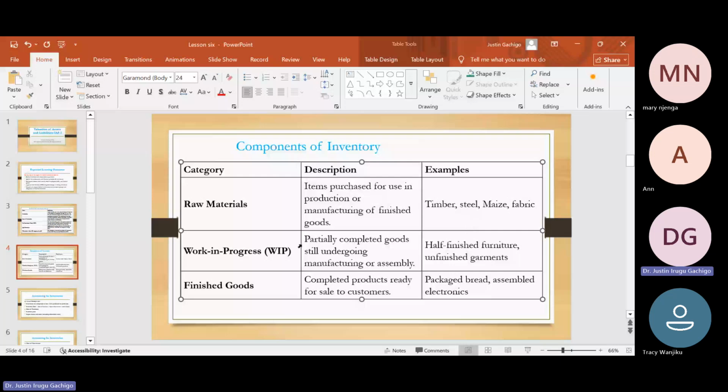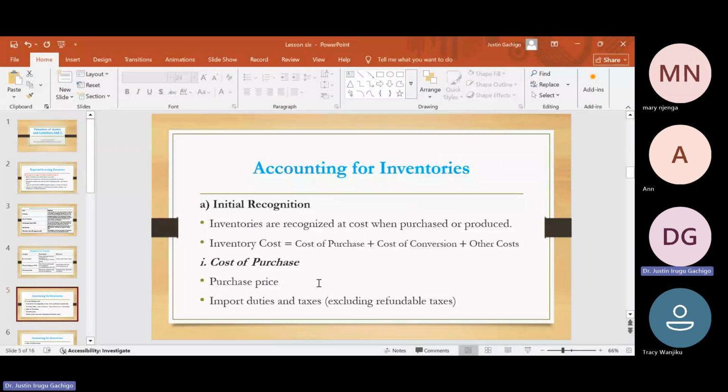Then we have the accounting for inventory. So how do we account for inventory? As per the International Accounting Standard, we normally talk about something called initial recognition. How do we recognize the asset initially, or how do we recognize inventory initially? Inventory is recognized at cost when purchased or produced.